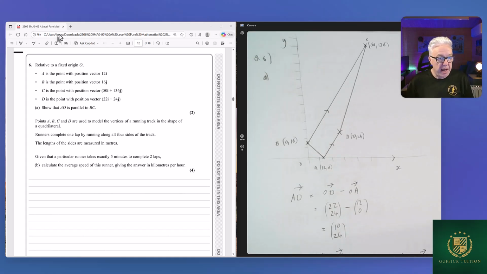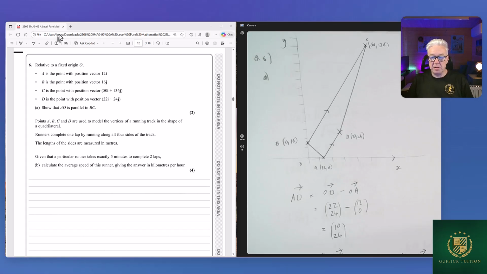It says the points A, B, C and D are used to model the vertices of a running track in the shape of a quadrilateral. The runners complete one lap by running along all 4 sides of the track. The lengths of the sides are measured in meters. Given a particular runner takes exactly 5 minutes to complete 2 laps, calculate the average speed of this runner, giving the answer in kilometers per hour. Well, that seems really nice, because speed is distance over time.